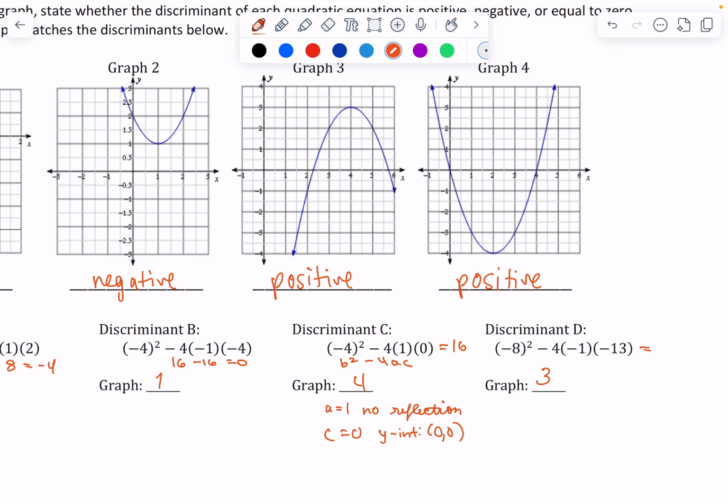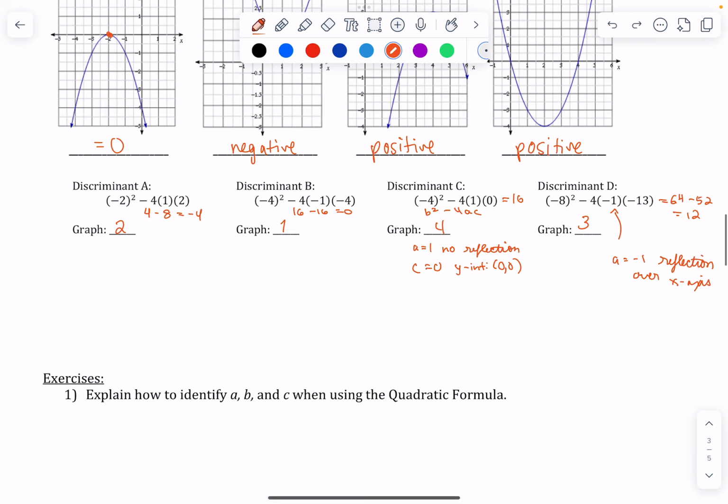but let's just look at it. 8 squared is 64. 4 times 1 is going to give you 4, and then 4 times 13, I think we said, was 52. It's going to be minus 52, so 64 minus 52 is going to give us 12. Okay, again, if you weren't sure, we have an a value of negative 1, which means there is a reflection over the x-axis, which only makes sense here. And that's it. I hope that helped.